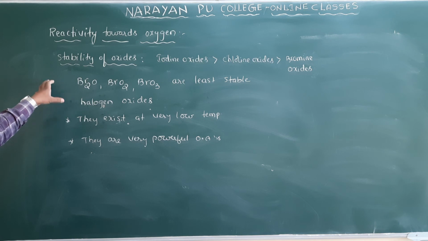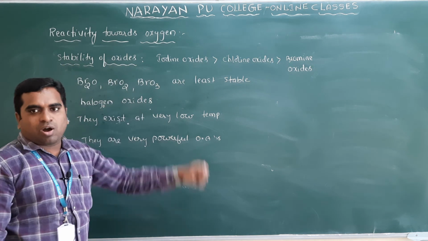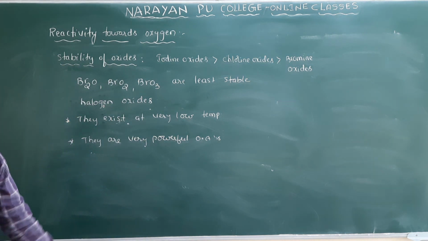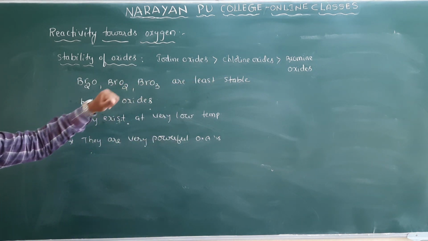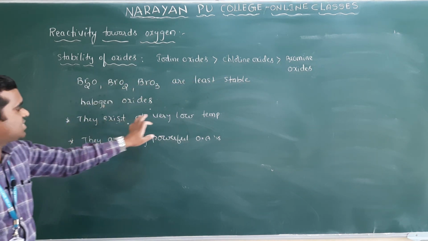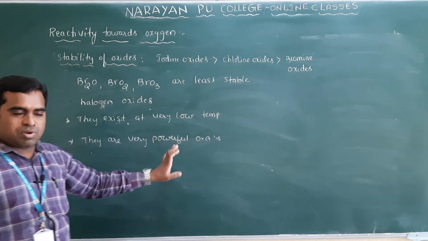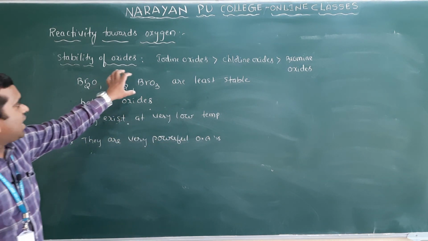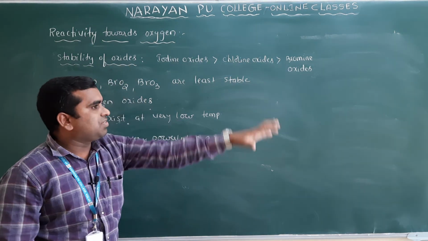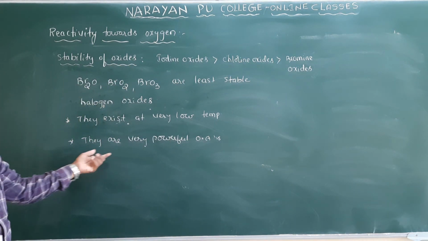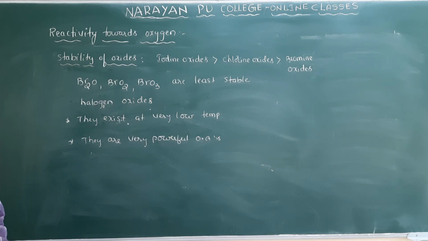And this is about oxides of bromine. Which one is the least stable oxide here? Bromine oxides, and they exist at low temperature because they are least stable. They are very unstable, so they can easily break and give the oxygens very easily to others. So that's why they are very powerful oxidizing agents.